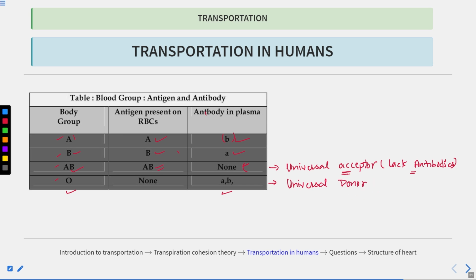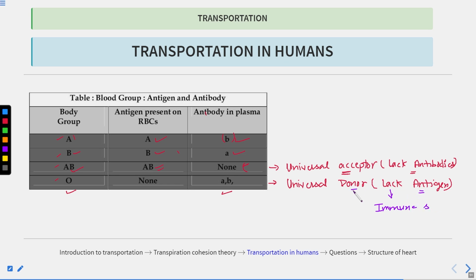Why are they universal donors? Because they lack the antigen. There is no antigen present. So if there is no antigen, then what will happen? There is nothing to activate the immune system. So the immune system is not activated, because antigens activate the immune system.